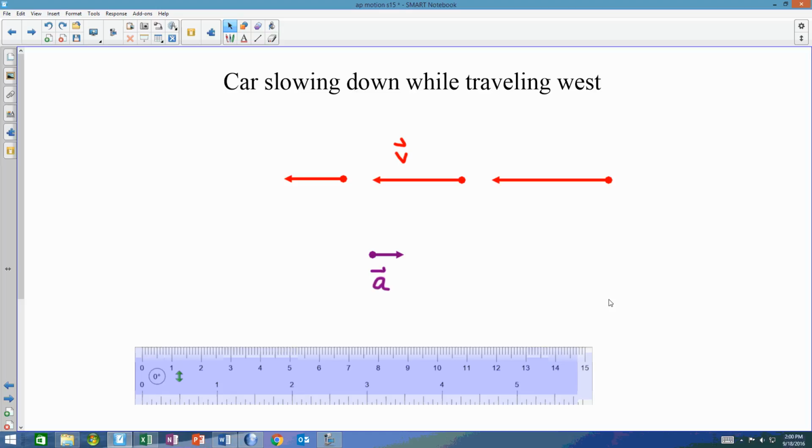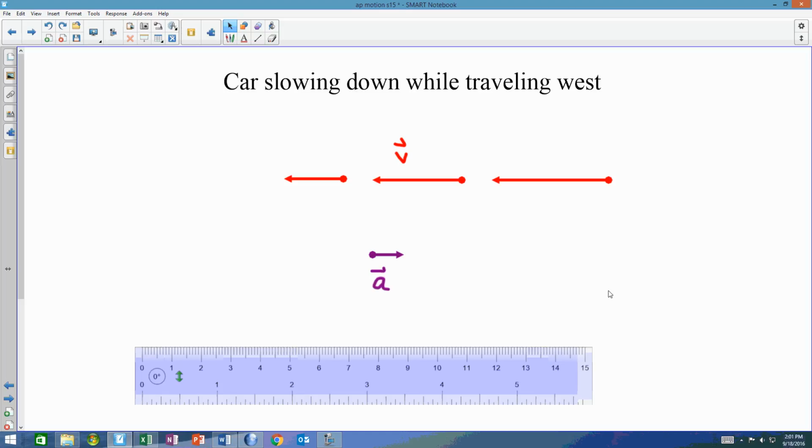Now, the reason I've done this is a lot of people say to me, oh, well, if it's going to the right, the acceleration is speeding up, and if it's going to the left, then it's slowing down. But that's not true. Look at this diagram. What is the direction of my acceleration? That's right, it's going to the right. It's going east. What is my overall direction of motion? West. Okay, am I speeding up? No, I'm actually slowing down, going west. So you cannot say that just because I'm going east, I'm speeding up, and just because I'm going west, I'm slowing down when it comes to acceleration.